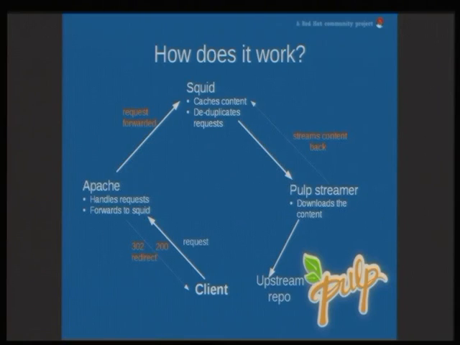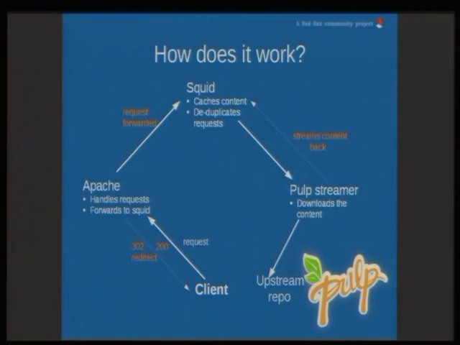Squid looks into its cache and sees, do I have this file? No, I don't have it. What it does, it makes a request to the Pulp streamer. Pulp streamer is a microservice which is responsible for downloading the actual content from the remote source. So Pulp streamer figures out where this exact RPM lies. So it goes to the upstream repo, downloads the content, and streams the content back through the Squid and Apache right to the client. So at this point, the client received its content.